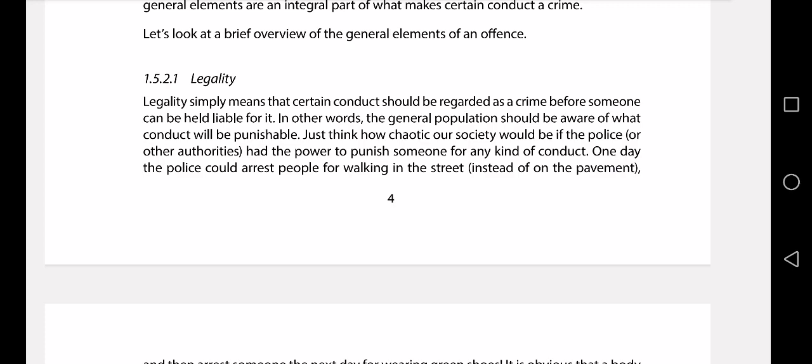Legality. Legality is simple: it means that certain conduct should be regarded as a crime before someone can be held liable. In other words, the general population should be aware of what conduct will be punishable. Just think how chaotic our society would be if the police or other authorities had the power to punish someone for any kind of conduct.